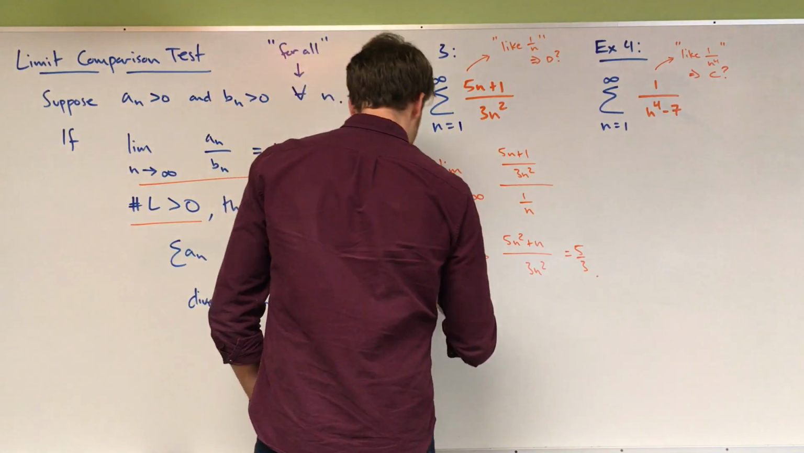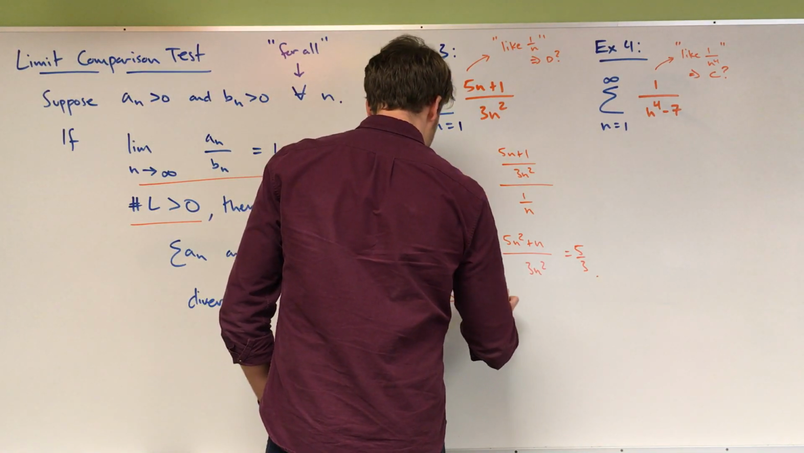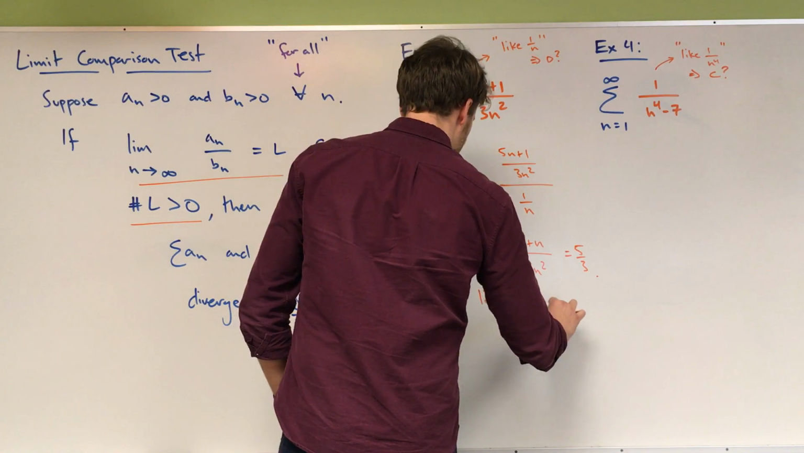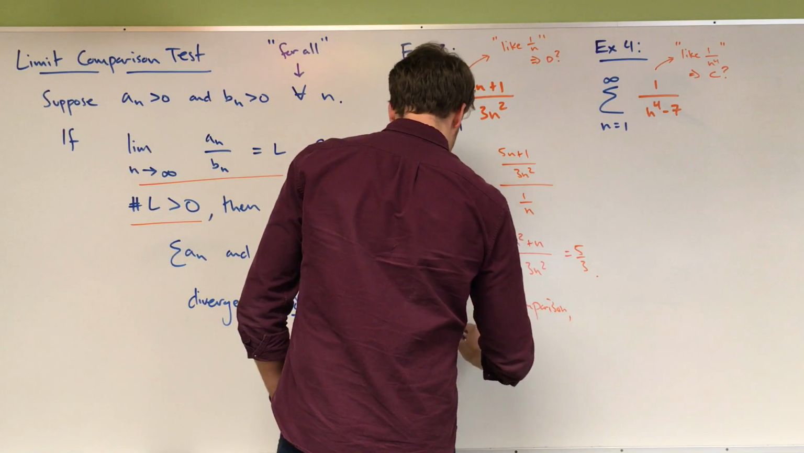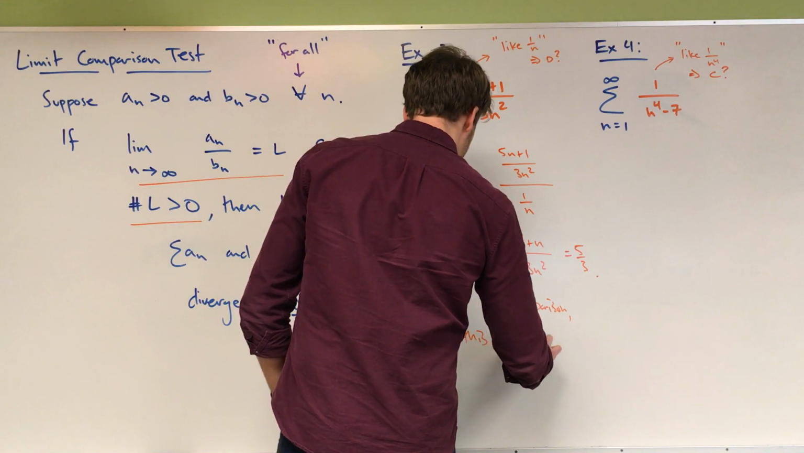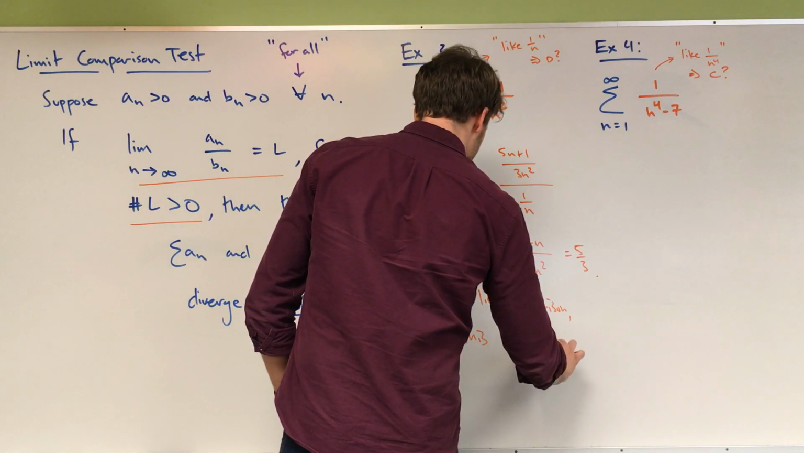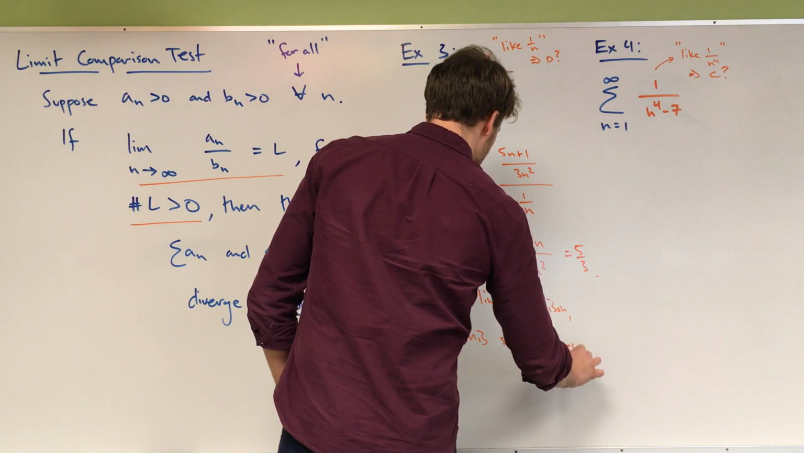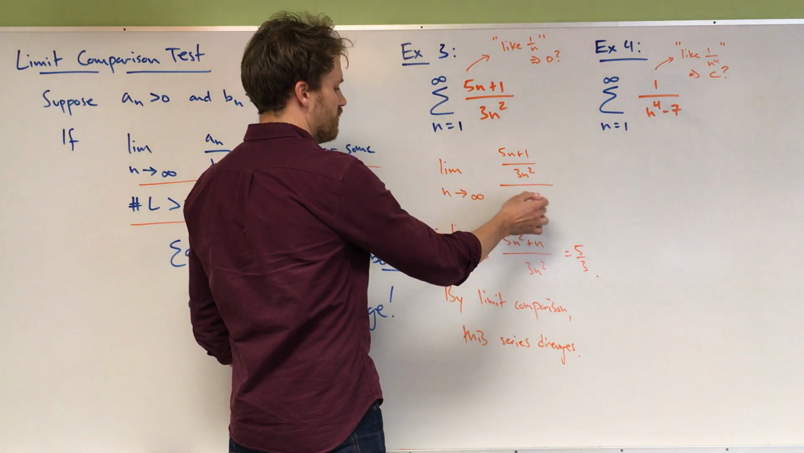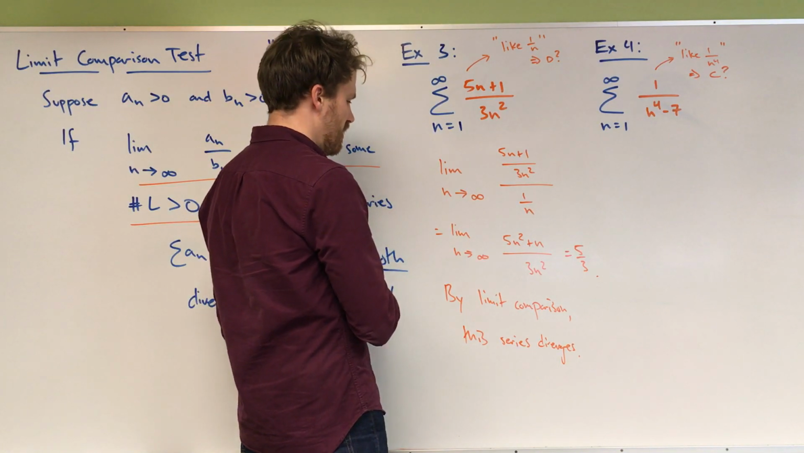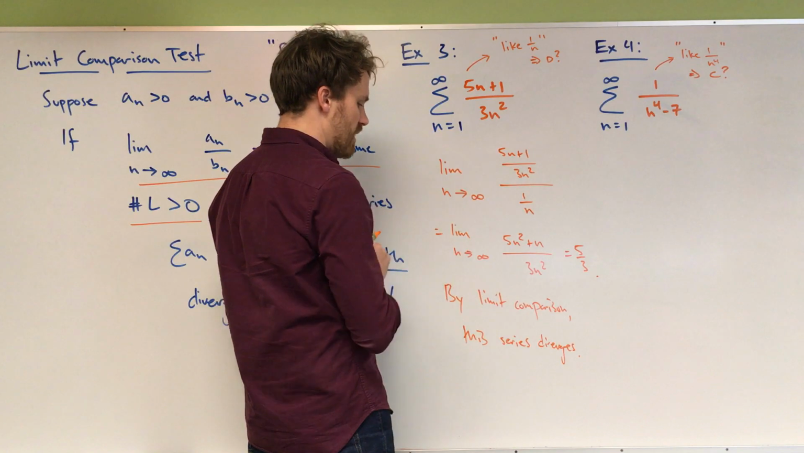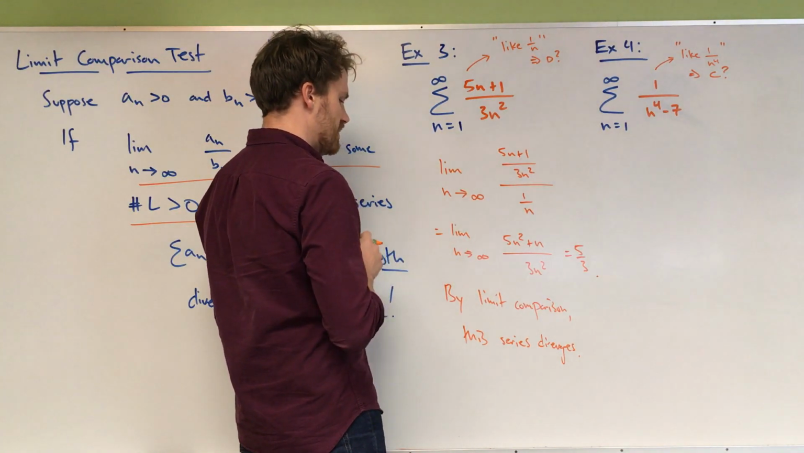Thus, by limit comparison, this series diverges. And that's because we compared it with the divergent p-series of 1 over n, the harmonic series, and we saw that the limit as they approach infinity is a constant, it's just 5/3, so they must both diverge.